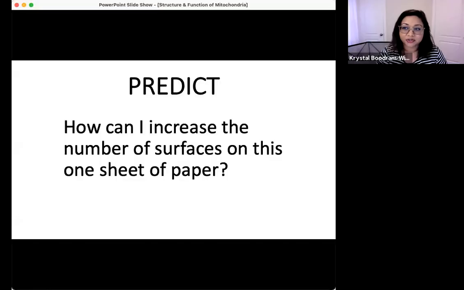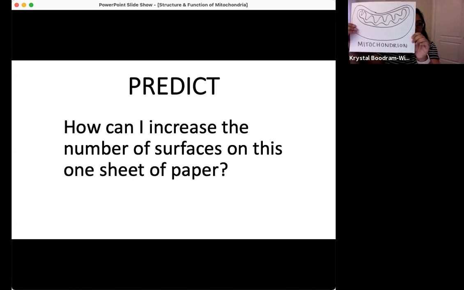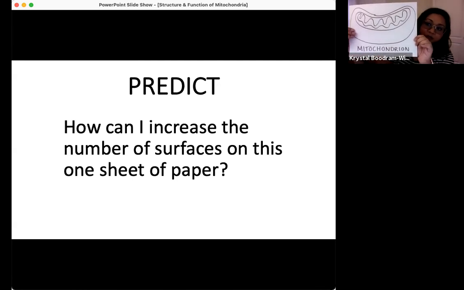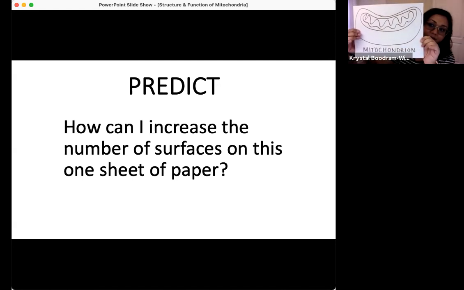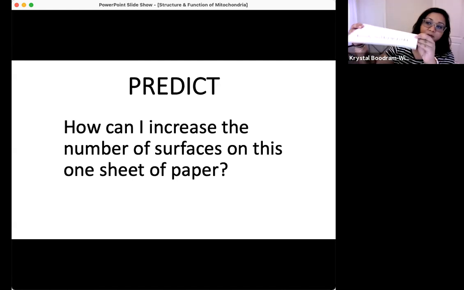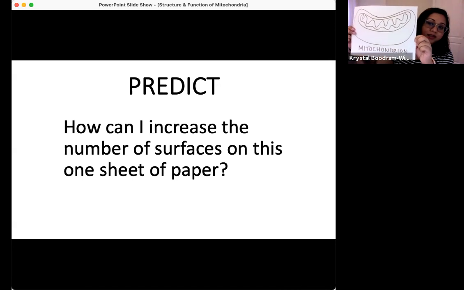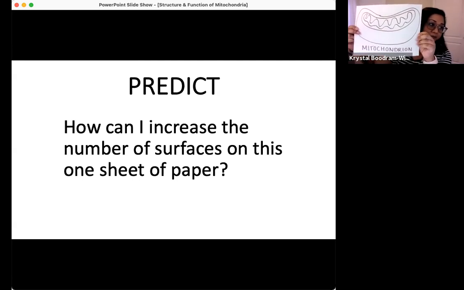And so what we're going to do right now is predict how can I increase the number of surfaces on this one sheet of paper. Okay, so we've got this one sheet of paper. I want us to pause the video and try to write down how can I increase the number of surfaces on this one sheet of paper.